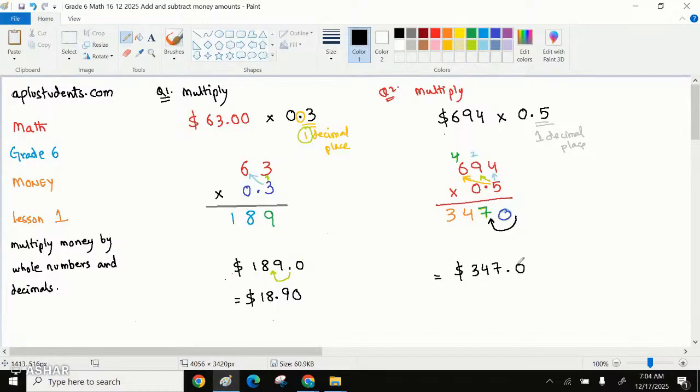That means the final answer comes out to be $347.0. Okay, and whenever we are considering currency, when we're talking about money, we always give our answer in two decimal places. That means $347.00, because there could be some cents in it. That's why we give our final answer in two decimal places. Okay, very good, very nice. Let's move on to the next question.